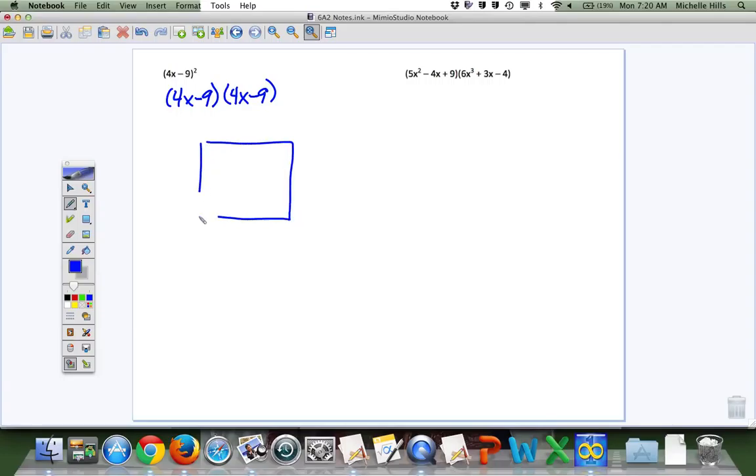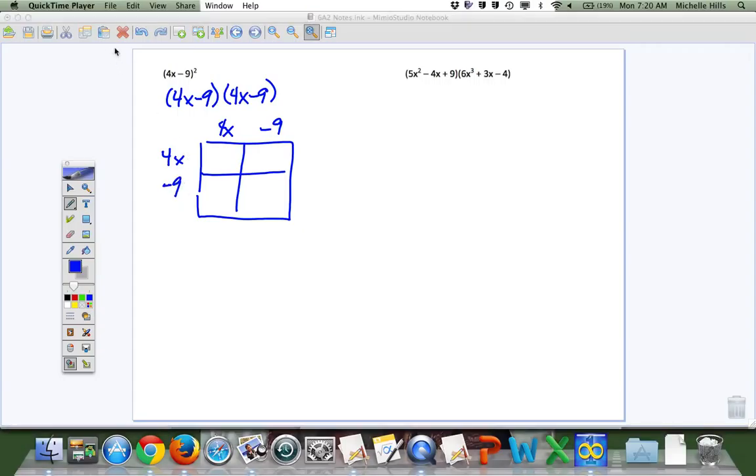So I'm going to go back and use my lattice. I've got a 4x minus 9, and I'm going to multiply it by another 4x minus 9. So I have 4x times 4x. 4 times 4 is 16. X times x is x squared. Negative 9 times 4x is a negative 36x. Negative 9 here times this 4x is another negative 36x. And then down in this box, negative 9 times negative 9 is a positive 81.